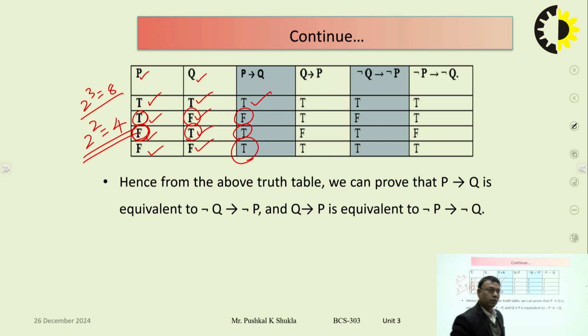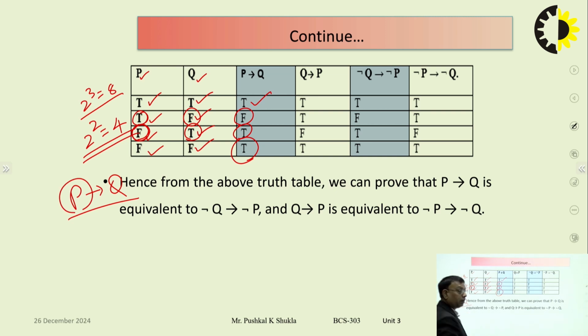Let us see by example. Suppose P is a proposition: my father will give me a new bicycle, and Q is a proposition: I will go to school. So P implies Q is: if my father will give me a bicycle, then I will go to school. This is true, this is a valid sentence. The purpose is to go to school.